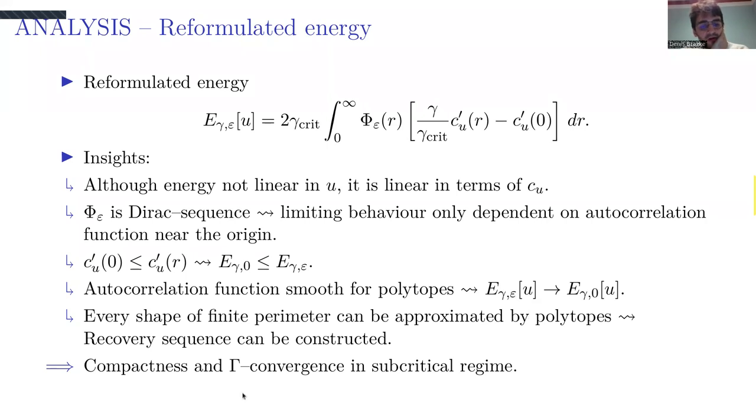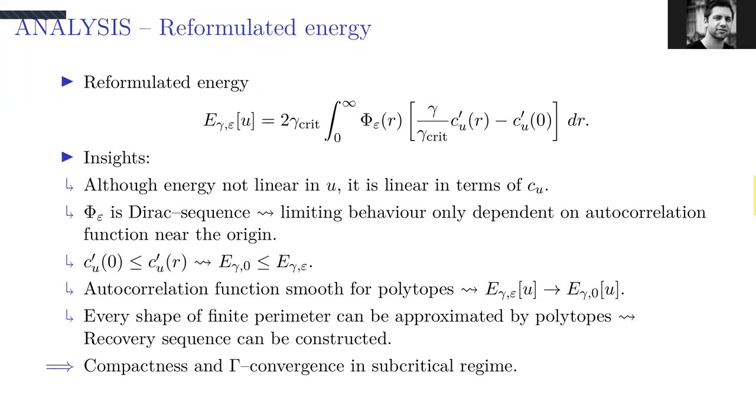And for polytopes, this is also optimal. And now for the gamma convergence, we just have to use an approximation argument, which says that every shape in BV can be approximated by polytopes. And this is how we get the limsup inequality, because the liminf inequality is basically gifted to us by this pointwise inequality. And this concludes the compactness and gamma convergence in the subcritical regime, just by exploiting the autocorrelation function here in this new formulation.